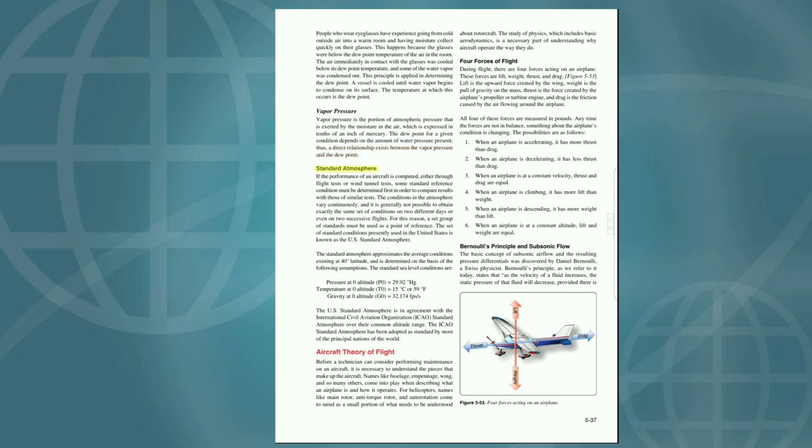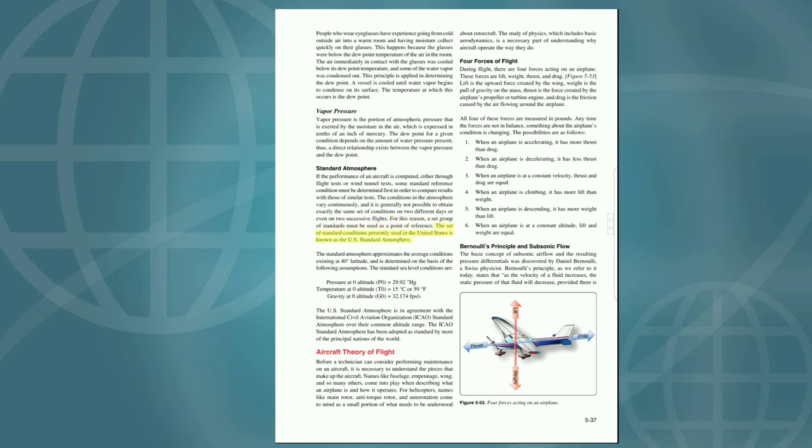Standard atmosphere. If the performance of an aircraft is computed, either through flight tests or wind tunnel tests, some standard reference condition must be determined first in order to compare results with those of similar tests. The conditions in the atmosphere vary continuously, and it is generally not possible to obtain exactly the same set of conditions on two different days, or even on two successive flights. For this reason, a set group of standards must be used as a point of reference.